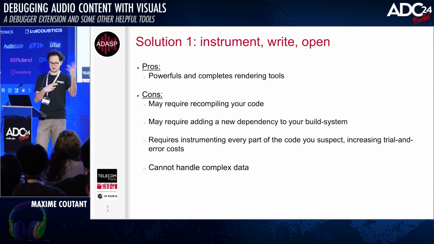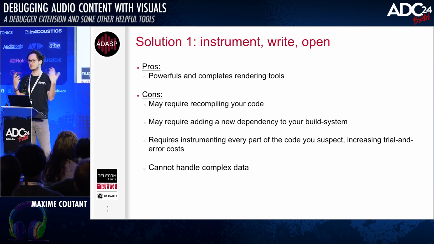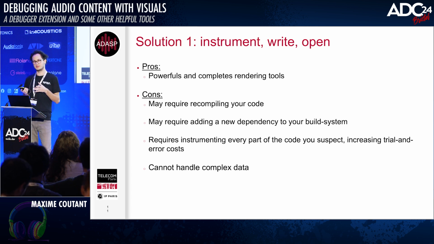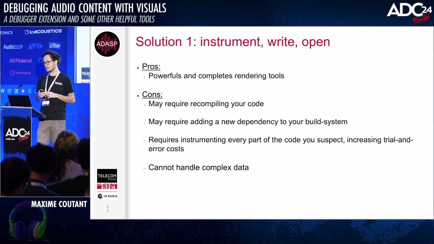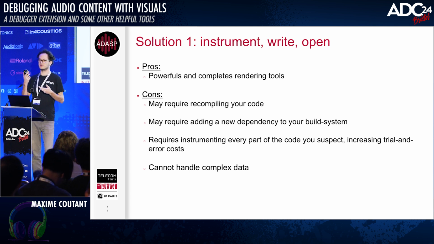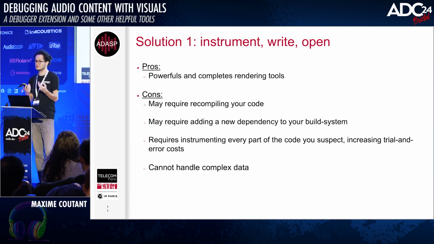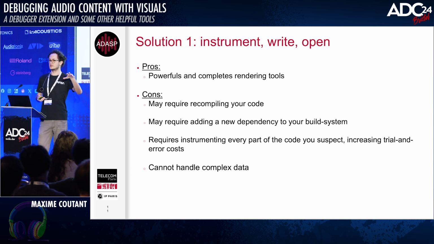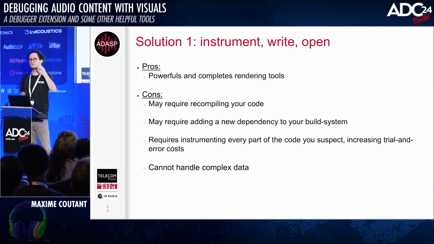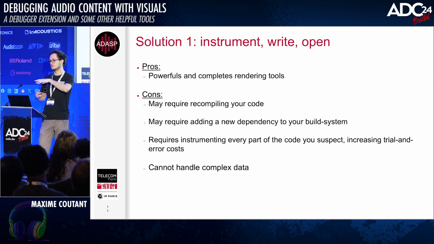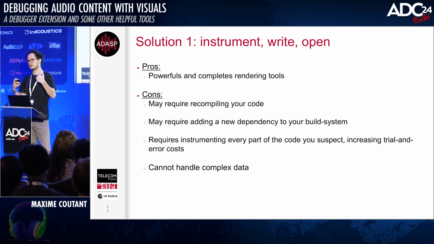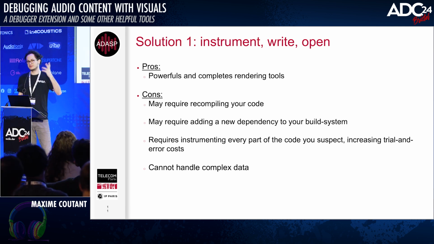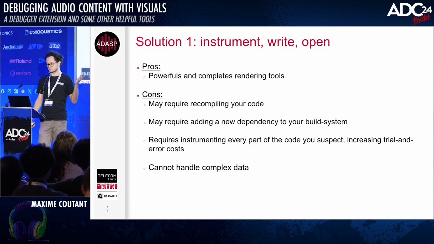Still solution 1. It's a great solution because these tools are really complete, really powerful. A lot of people use these, they're good. But it's probably one of the worst solutions because you have to instrument your code. So you might need to recompile the code. You might even need to add a new dependency to your build system. And when the error is not when you think it is, then you have to instrument another part of your code and then another part of your code. So the trial and error strategy has a way bigger cost. And if you work with complex data, it's not always easy to encode these in files.